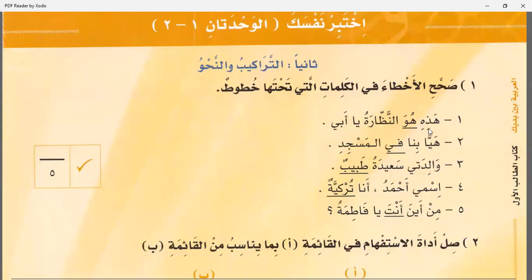For example, with hazihi we use hiya, not huwa, because masculine and feminine cannot come together. So we'll say hazihi hiya. So you write hiya here. Then hiya bina fil masjidi is not good here. We use hiya bina ilal masjidi. So you write here ila.